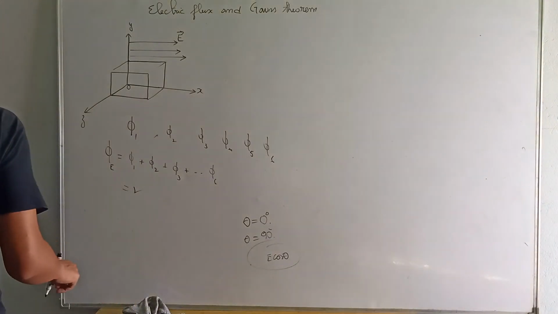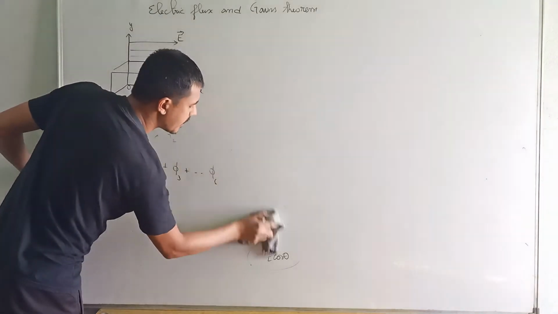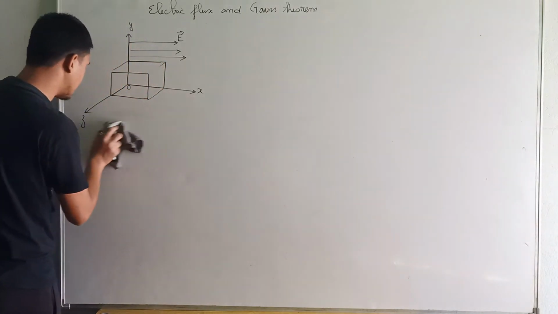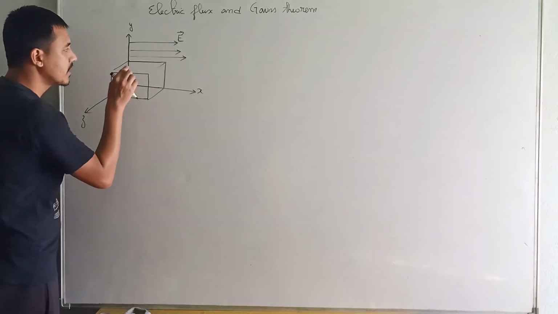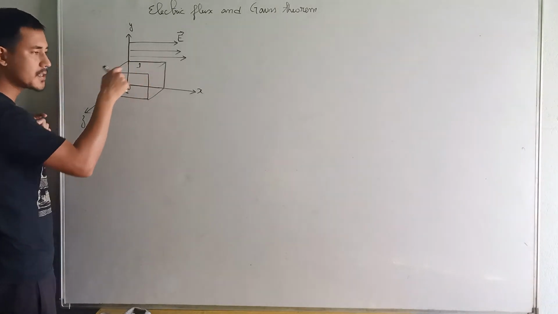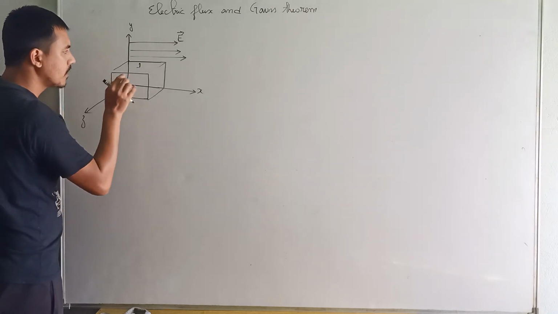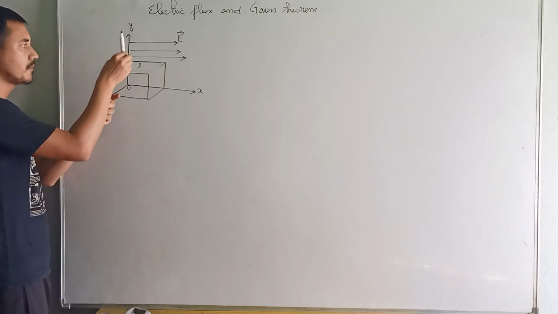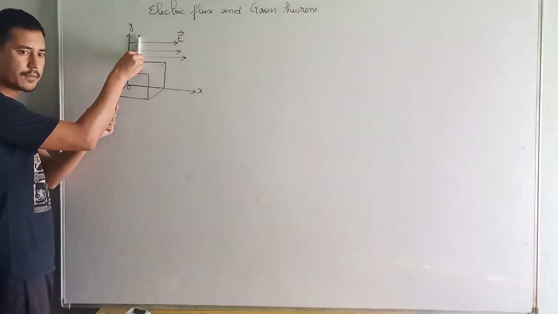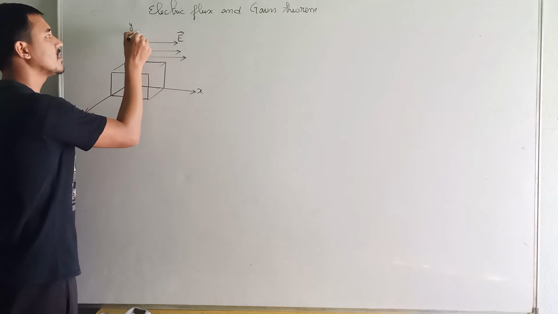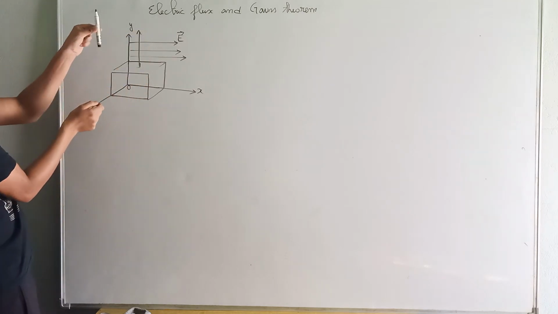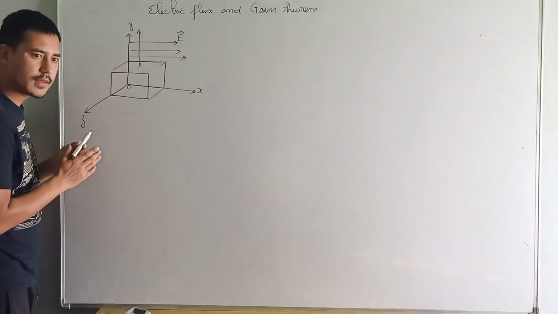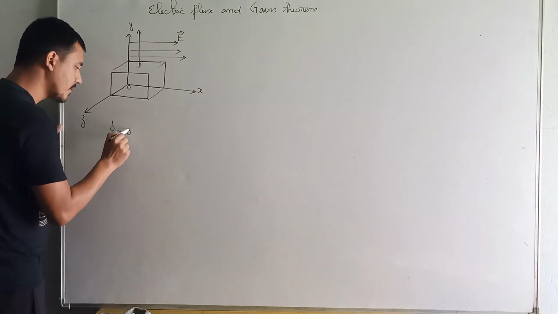Now, in order to calculate the electric flux on each face of this closed surface, shall I take this as your surface 1? The top face, let it be your surface 1, right? What will be the direction of the area for this surface 1? Towards J cap. So your area vector is in this direction, and the field is in this direction, so they are perpendicular. So the angle will be 90 degrees. So phi 1 will be 0, right?